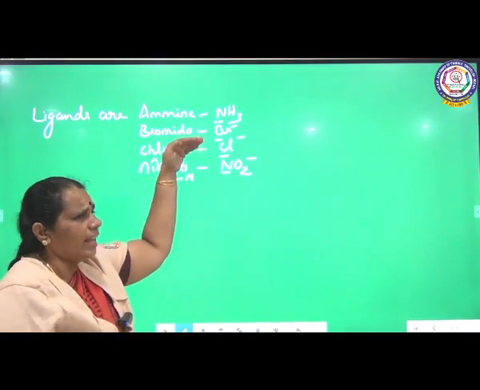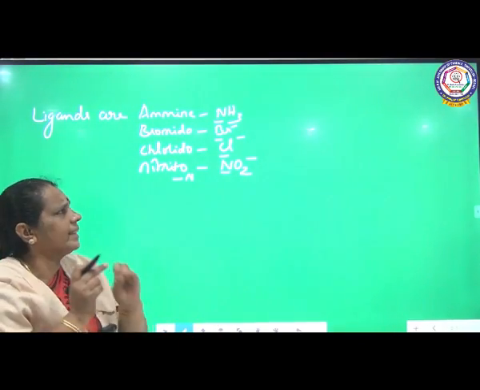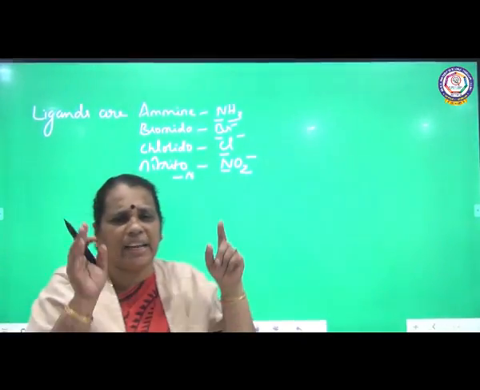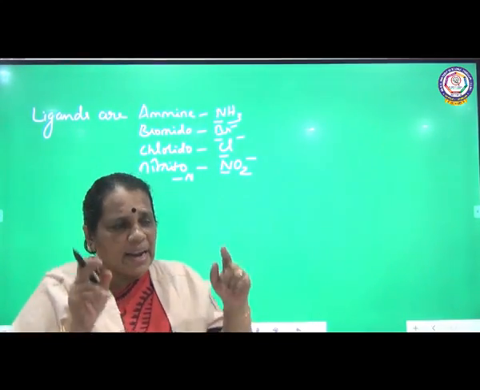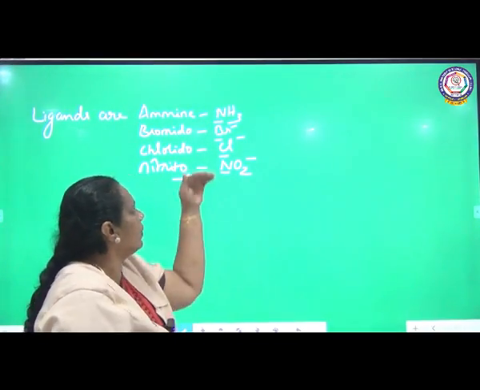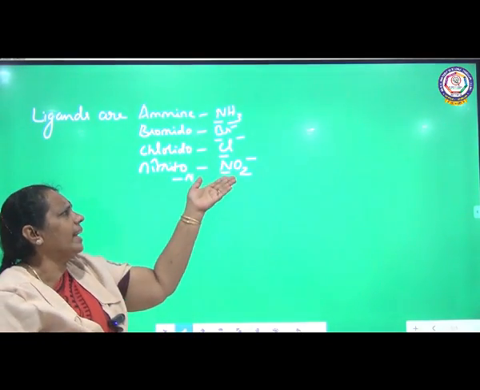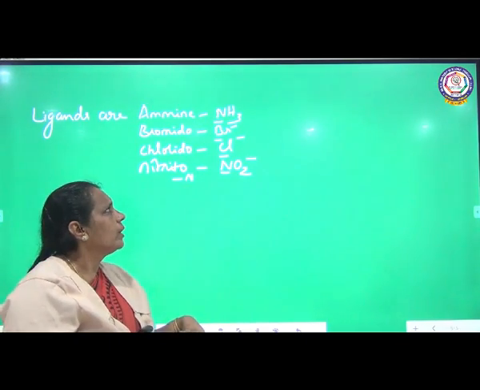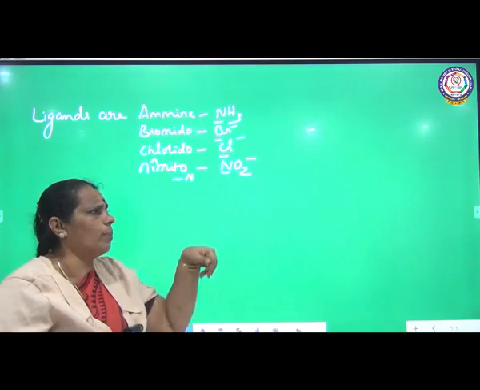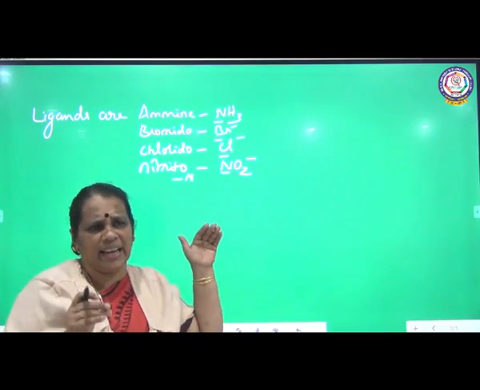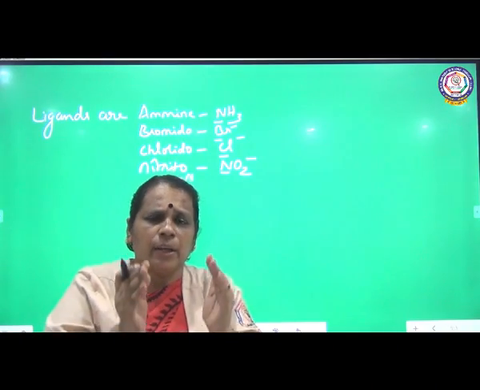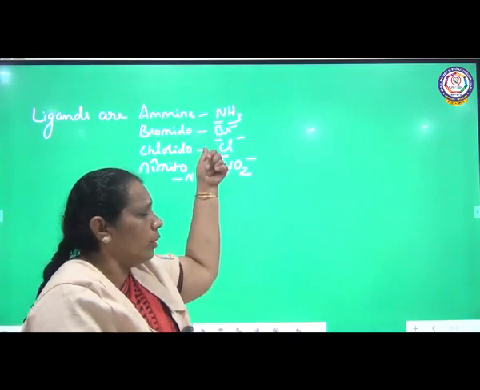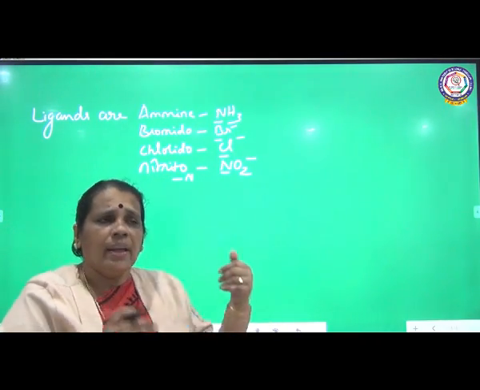According to alphabetical order, bromine will be coming first. The next ligand will be chlorine. And you see, amine and nitrito both start with N, so again we have to see the second letter. In amine, NH3, it is hydrogen. In nitrito it is O. So H will be coming first, followed by O. So if we arrange the ligands, first I have to write bromido, the next chlorido, the third ligand will be amine, and the fourth ligand will be nitrito.